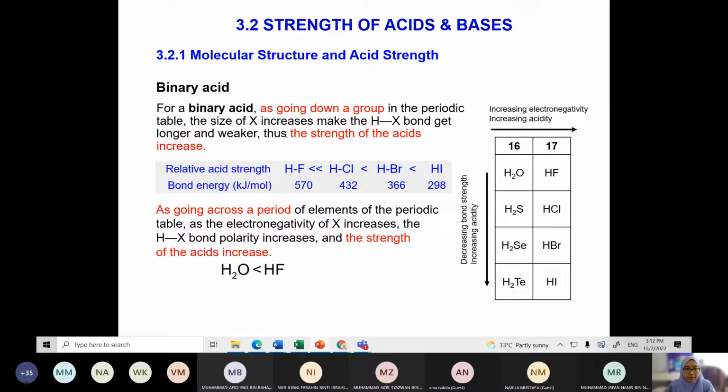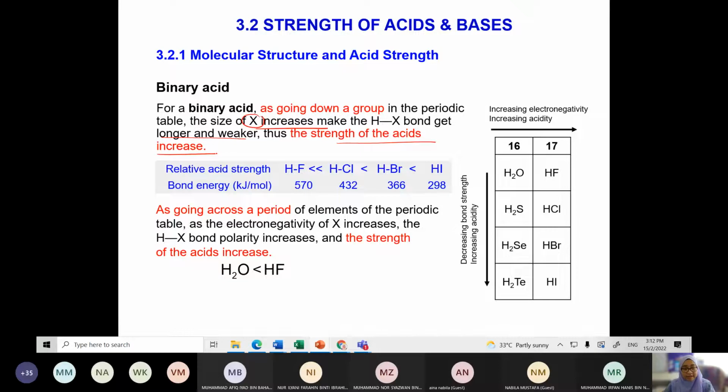For example, if we have binary acid, it is based on the trend of the periodic table. As we go down the group, the size of X increases. When we go down, the size becomes larger due to the increase in shells. So the size of X increases, this makes the HX bond get longer and weaker, so they become far apart. It becomes long and weak, thus the strength of the acid increases.